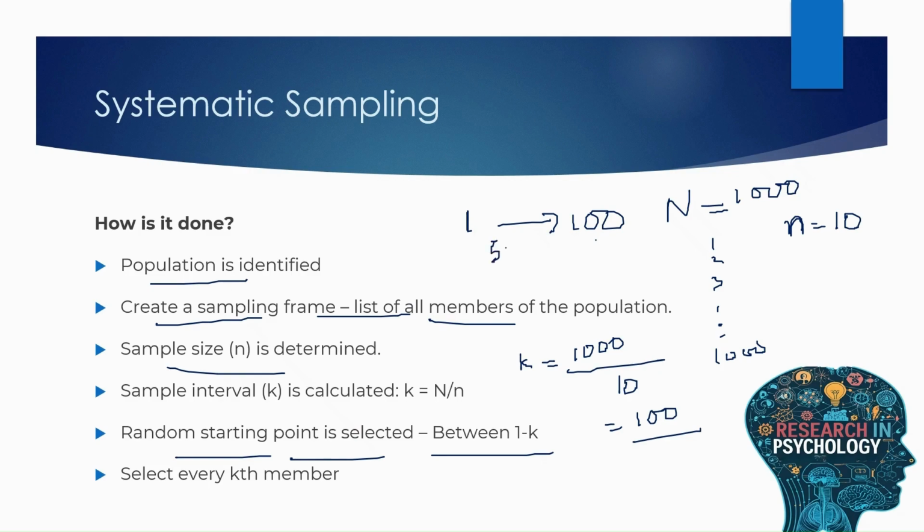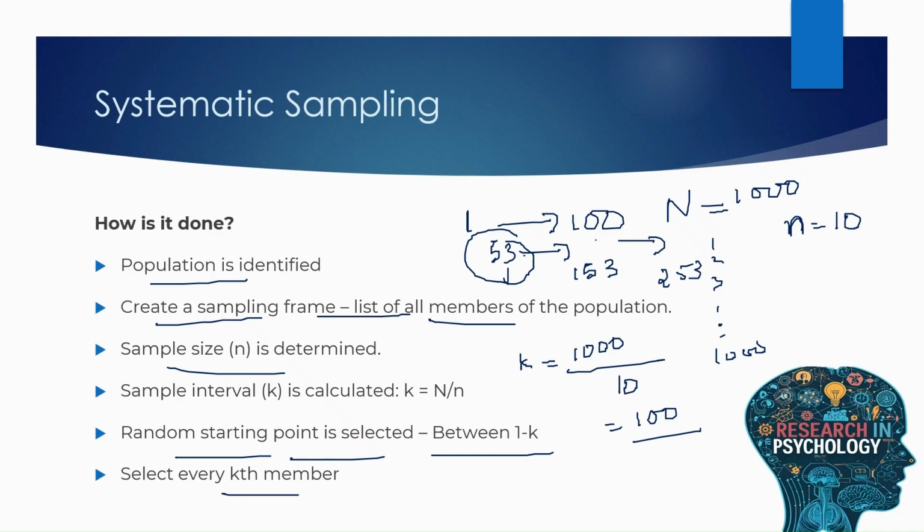It might be maybe 53. Okay, if it is 53, in which case after 53, the first person plus 100, the next 153 would be my next candidate. Add 100 to it, 253 would be my next candidate. Every 100th person starting from 53 will be chosen for my study. So every kth member will be selected.